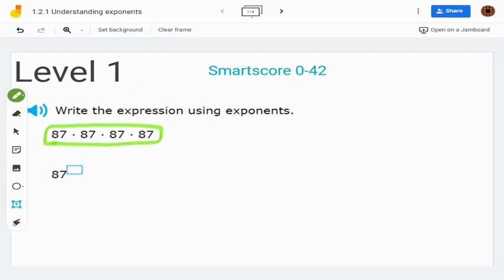So this type of problem will give you a little box here that you get to fill in with the exponent. And the exponent in this case would be 4, because that's how many times 87 is being repeated. So 87 to the 4th power is how we say that.